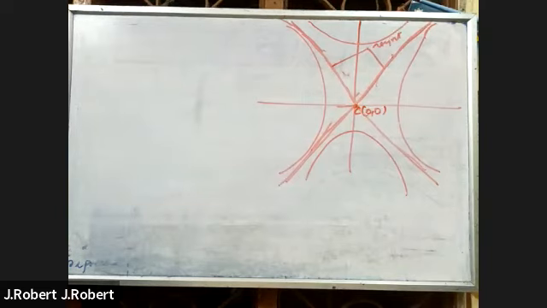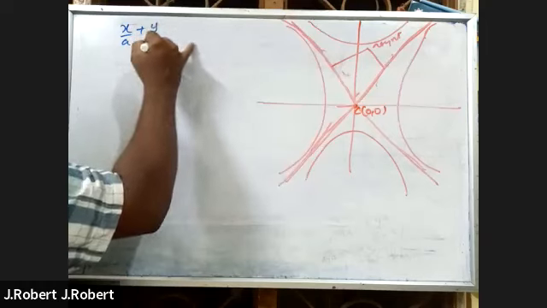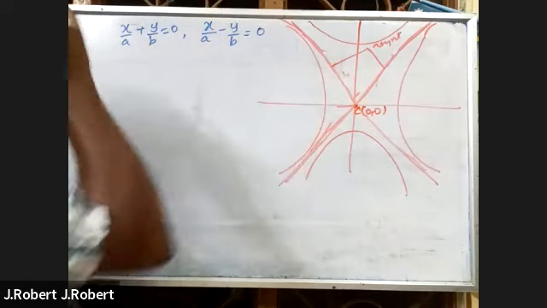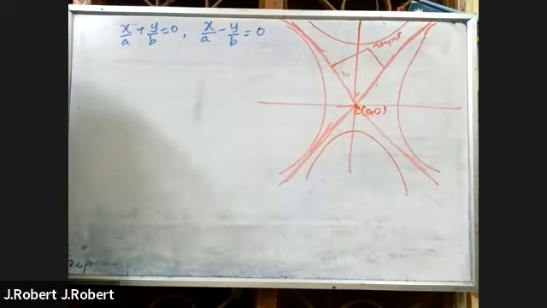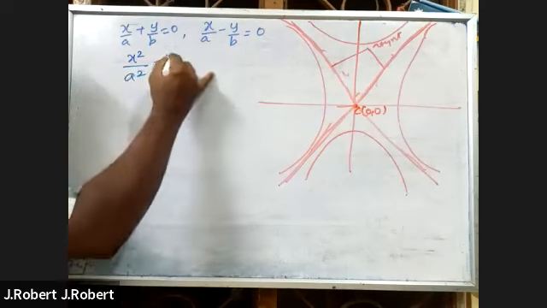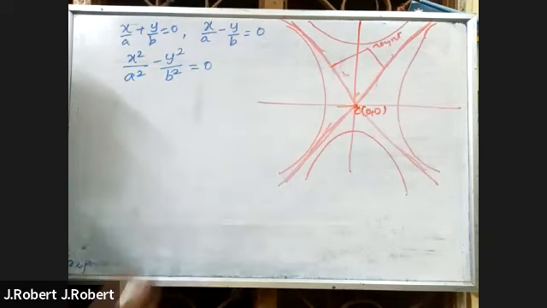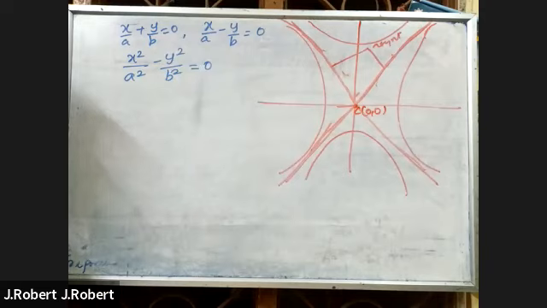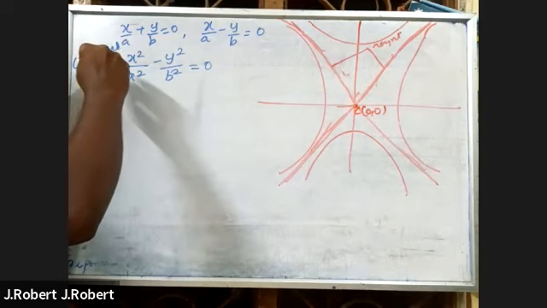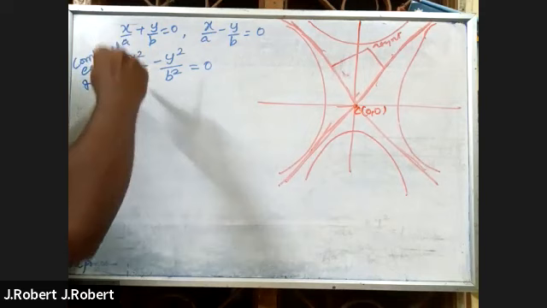The asymptote passes through the center of the hyperbola, and the equations of the asymptotes are given by x by a plus y by b equal to 0, or x by a minus y by b equal to 0. ஓகேங்களா? இப்போ இது separate equations. ரெண்டையும் combine பண்ணி போடும்போது we'll get x square by a square minus y square by b square equal to 0. So this is the combined equation of the asymptotes.